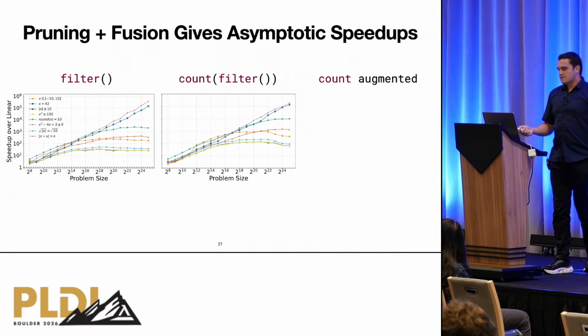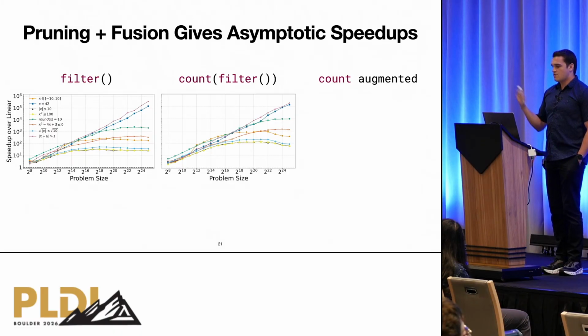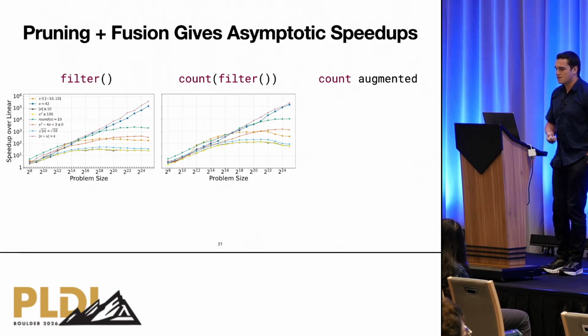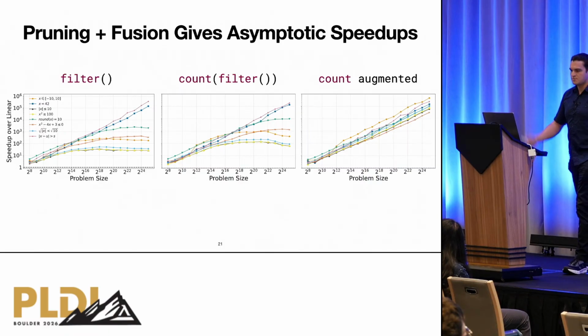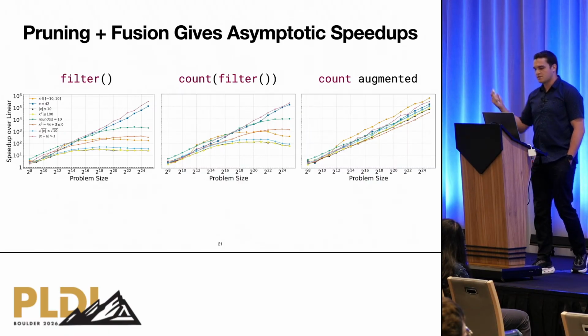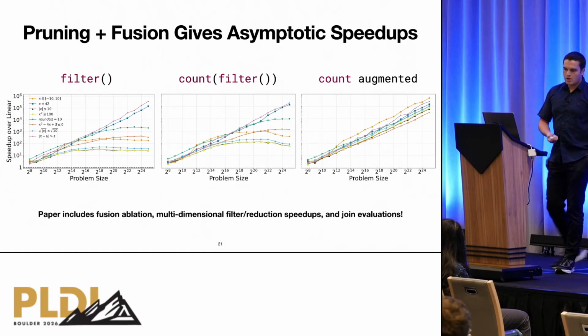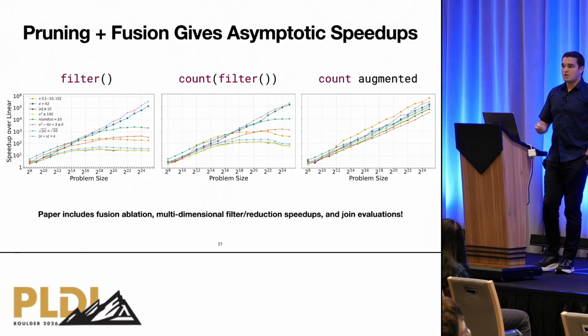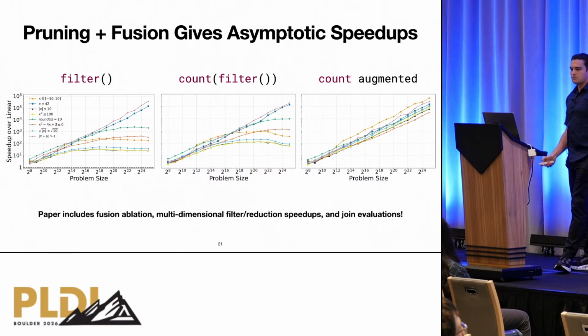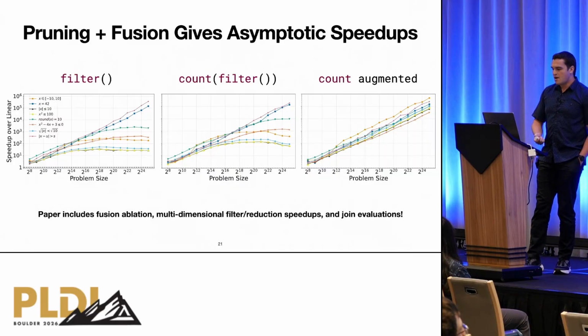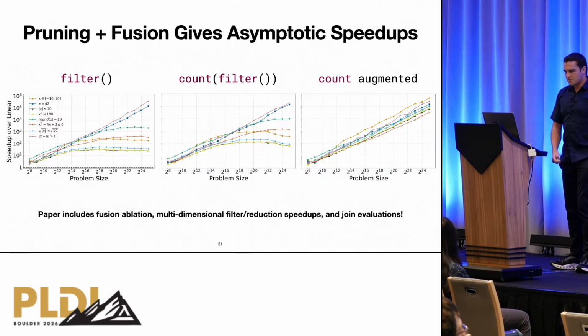However, if we extend the tree data structure to have the count augmentation of the subtree beneath it, we get near perfect asymptotic speedups for all of these queries, whether they're selective or not. And in the paper, we include a fusion ablation, as well as more advanced multidimensional filters and reductions and join evaluations compared to database management systems.